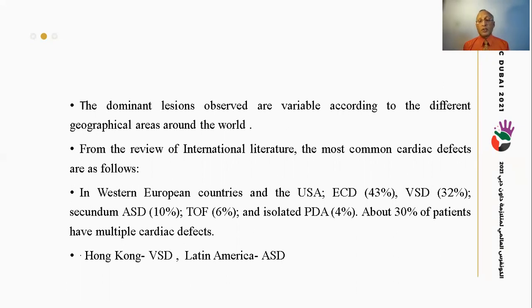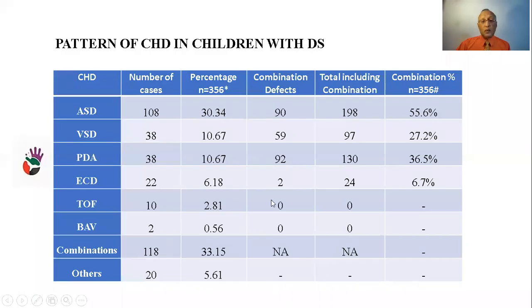From the review of international literature, the most common cardiac defects are as follows. In Western European countries and the US, ECD, endocardial cushion defect, constitutes 43%, VSD 32%, secondary ASD only 10%, TOF 6%, and PDA 4%. But 30% of patients have multiple cardiac defects. In Hong Kong, it was VSD, and in Latin America, like what we had, it was ASD. So this is a picture of a table of what I've just mentioned. ASD was pretty high, followed by VSD and PDA, and then the ECD.